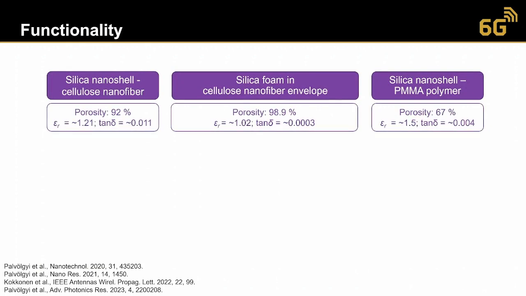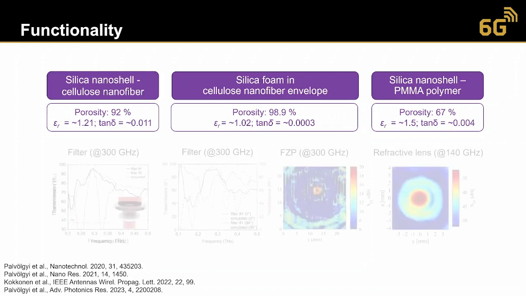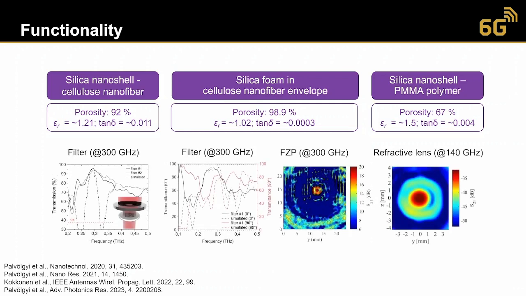So having these processes in our hands, we can form highly porous structures whose effective dielectric permittivity can be tuned down to values very close to air. Virtually we have air in our hand, yet these materials can act as support for different types of functional structures. And having that said, we can show very high quality filters and lenses operating at 300 gigahertz frequencies.